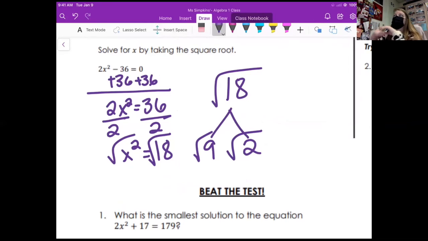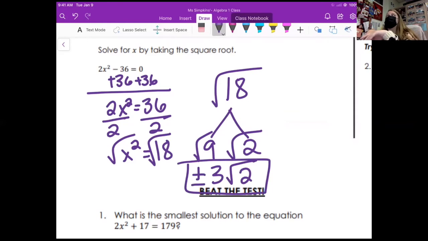The square root of 9 is 3. And we're going to leave 2 under that radical, under that square root. Now, just like before, there's a positive answer and a negative answer. So you could write this 2 different ways, and I'm going to show you the 2 different ways. Here's the simplest way, a plus and a minus.